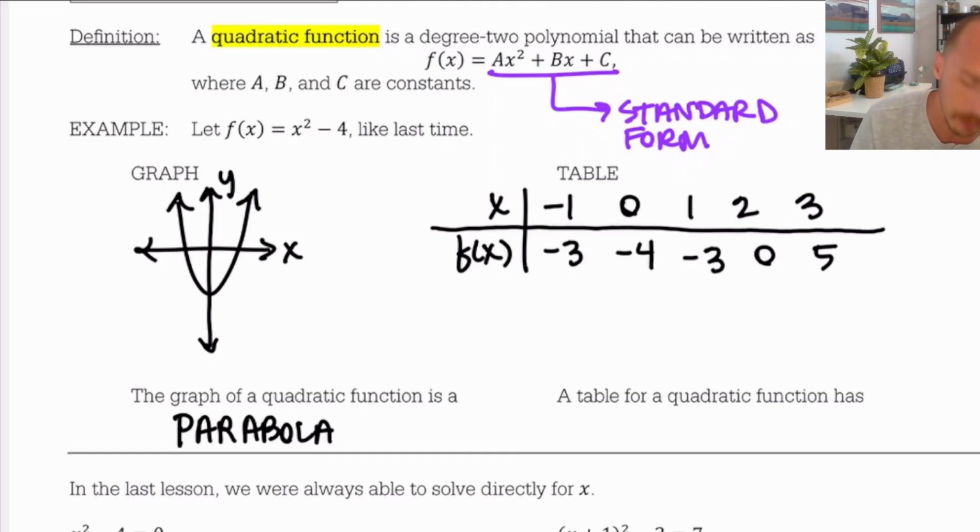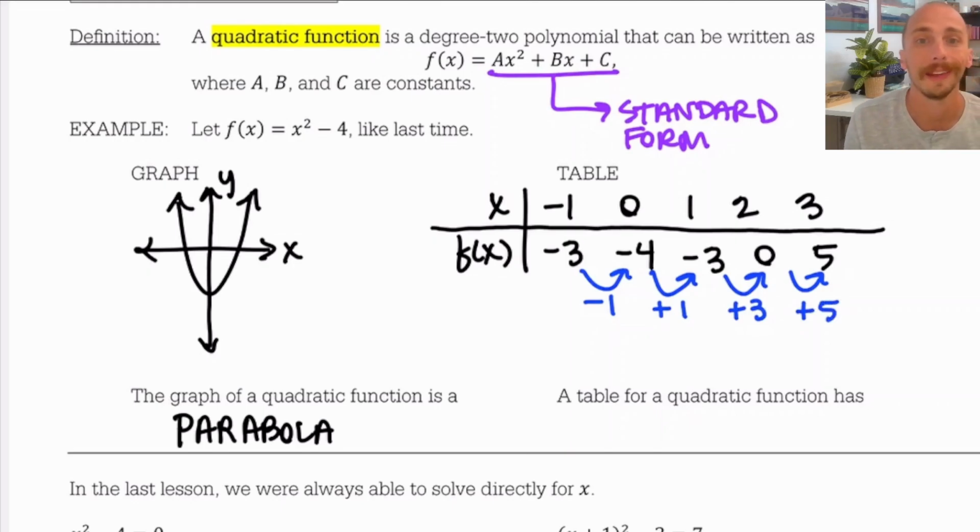So provided that we have evenly spaced x's in the table, which we do, -1, 0, 1, 2, 3, each time bumps up by 1. If we look at the first difference, which basically tells us about the rate of change of the function, it's not going to be constant. Okay, so to go from -3 to -4, I decreased by 1, but then I went up by 1, I went up by 3, and then I went up by 5.